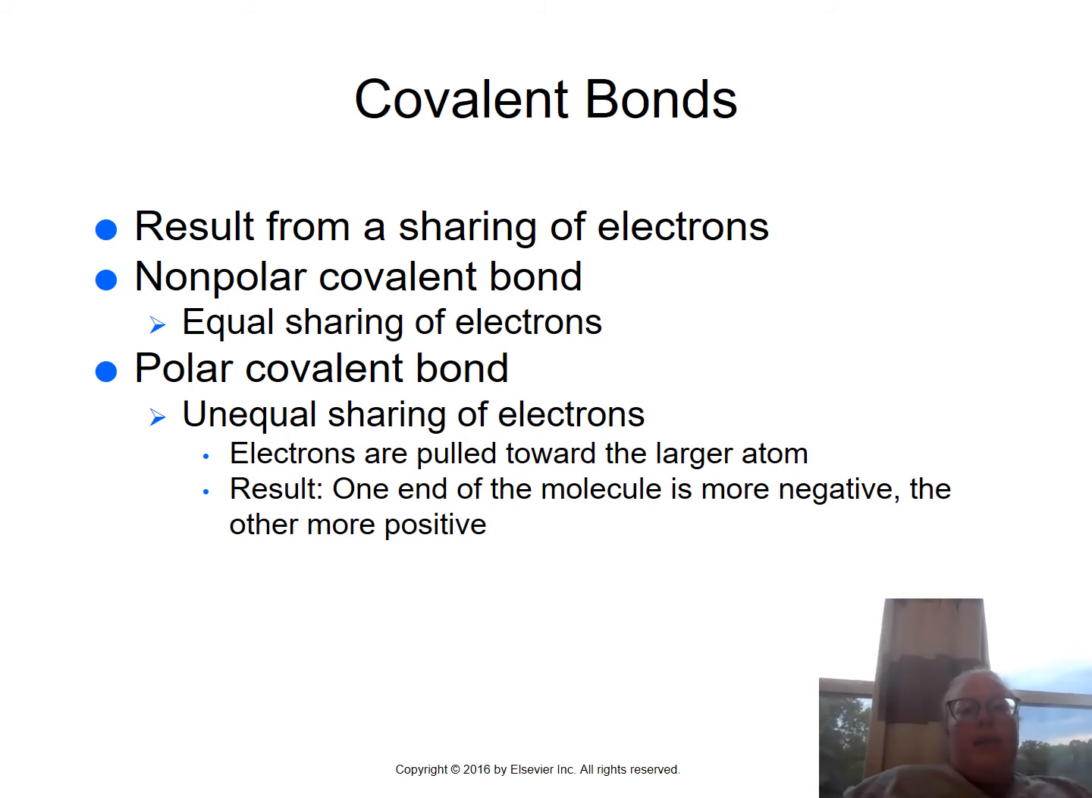Covalent bonds. These are a result from a sharing of electrons. Covalent bonds are usually the strongest chemical bonds. And when we talk about covalent bonds, there's 2 different types that we talk about, nonpolar covalent bonds and polar covalent bonds. So with nonpolar covalent bonds, it's an equal sharing of electrons. In a polar covalent bond, it's an unequal sharing of electrons. So the electrons are pulled towards the larger atom, and so the result is that one end of the molecule is more negative and the other is more positive.